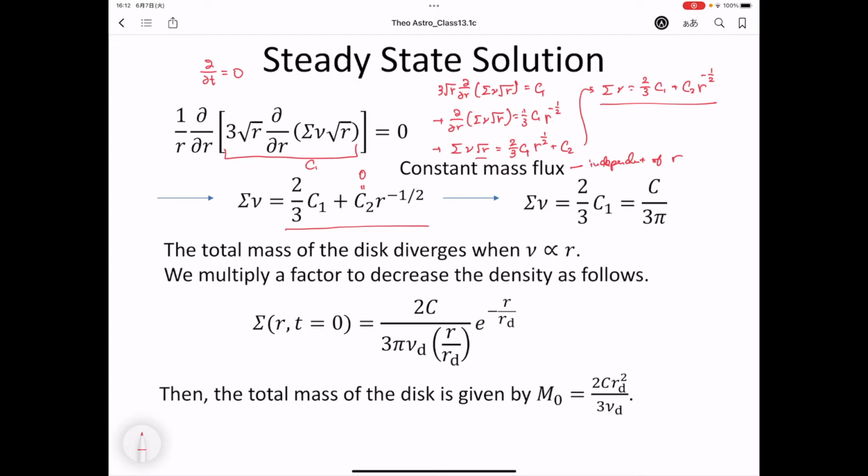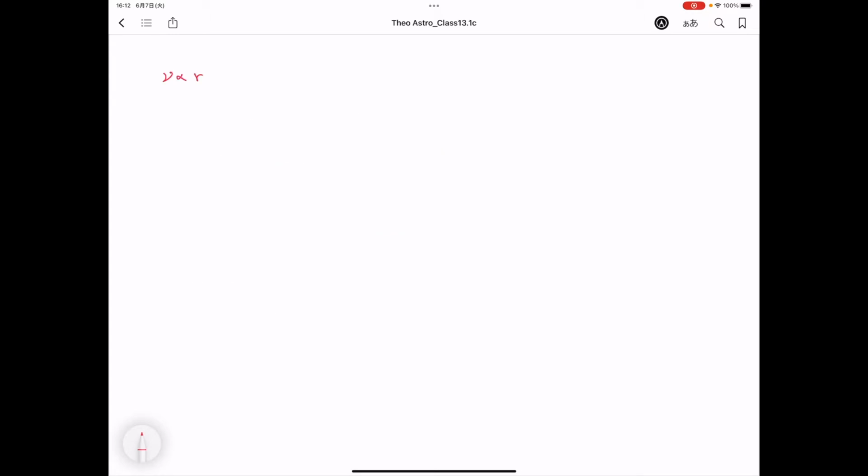Then we introduce a new variable, capital C. So Σ ν is expressed as C over 3π. ν is proportional to r, so ν is expressed as ν sub d times r over r sub d, where ν sub d is the kinematic viscosity at r equal r sub d. Σ ν equals C over 3π. So from these equations, Σ is expressed as C over 3π ν sub d times r over r sub d.